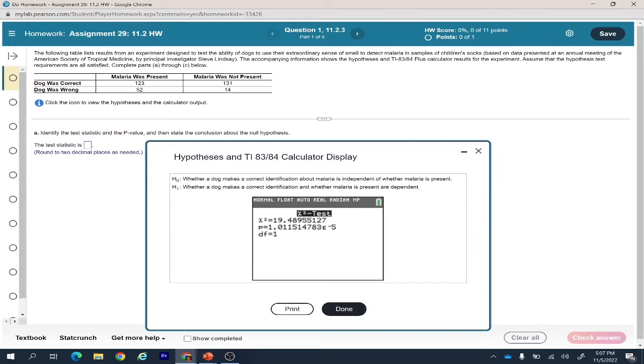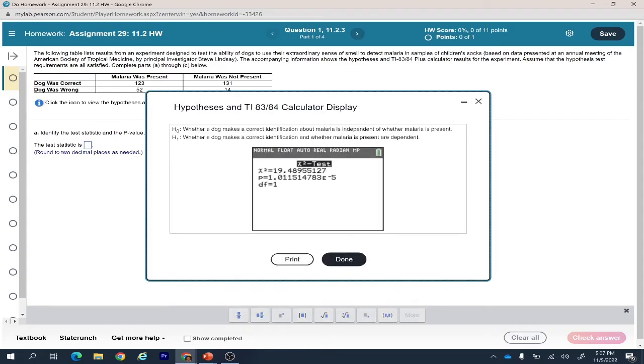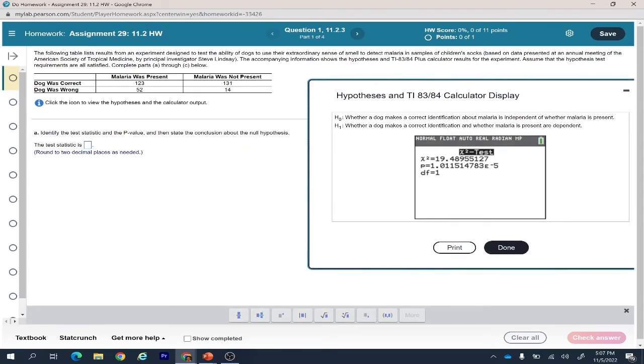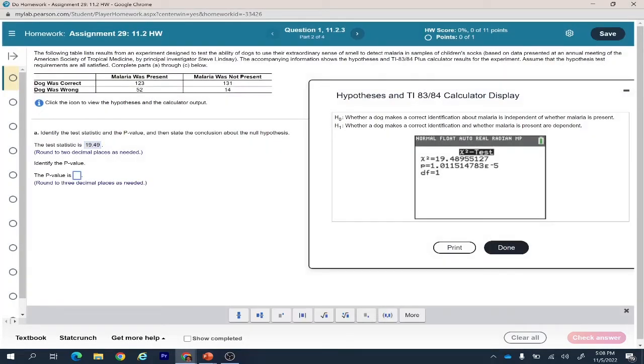There is a chi-square, there is a p-value, and there are degrees of freedom. So now, what is the test statistic? In our case, the test statistic is always chi-square, which is 19.49. Nice work. What is the p-value? As you can see here, there is an e to the power of -5.